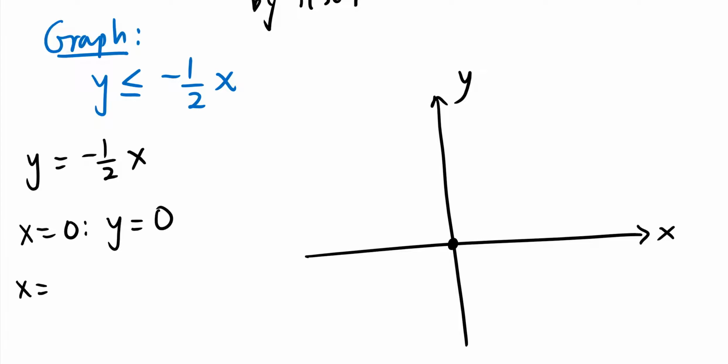If you take y equals 0, x will be 0. It's not going to help us. Take x equals 2 to make the y easy to calculate: -1/2 times 2, so you get -1. So when x is 2, y is -1.